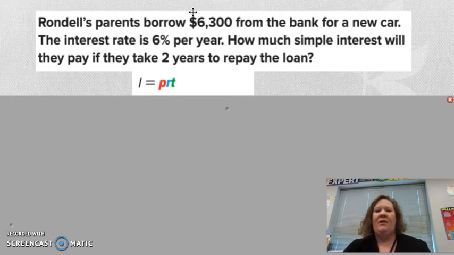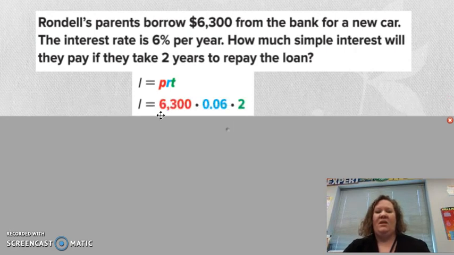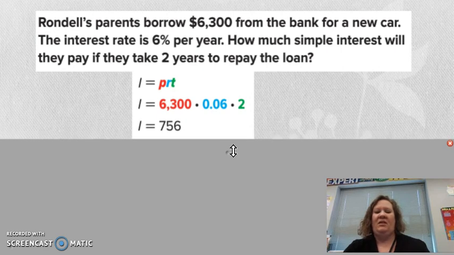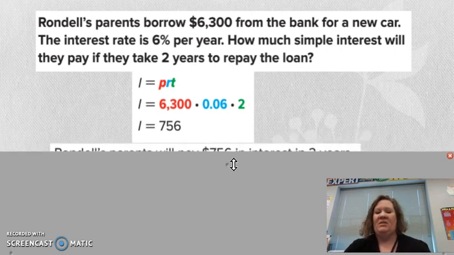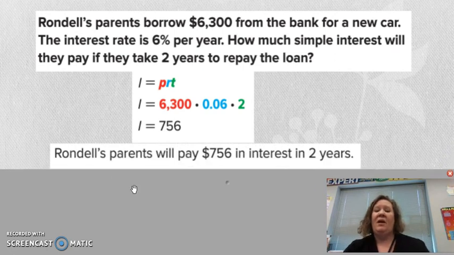The principal, the amount borrowed, is $6,300. The rate is 6%, which we need to turn into a decimal. And we already have our time in years, so we can just plug in 2 for years. Now, to turn this to a decimal, all we need to do is divide by 100. There's our principal, our rate as a decimal, and our time in years. They're all on the same side of the equation. All we need to do is multiply them together, and we find that Rondell's parents will have to pay an extra $756 in interest in 2 years.